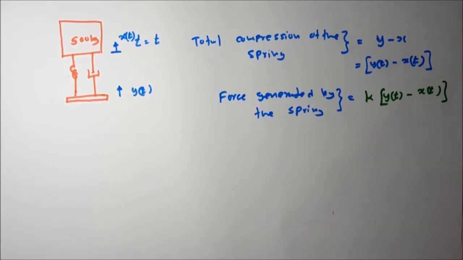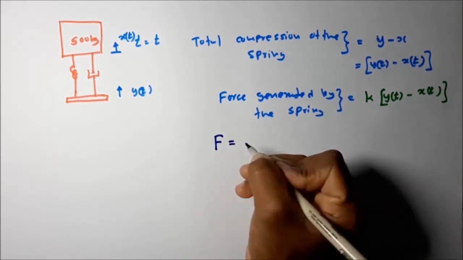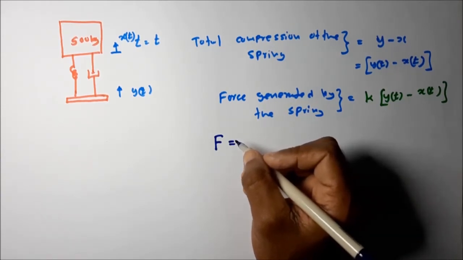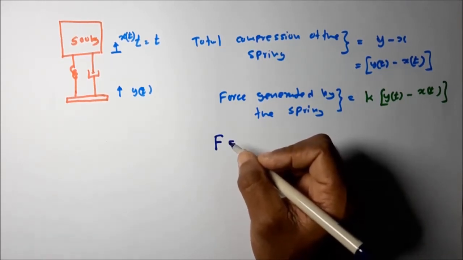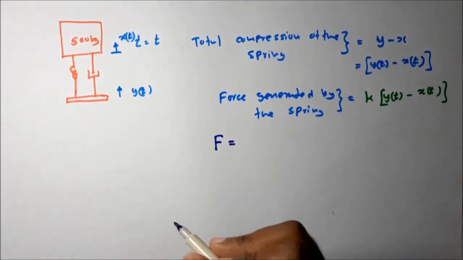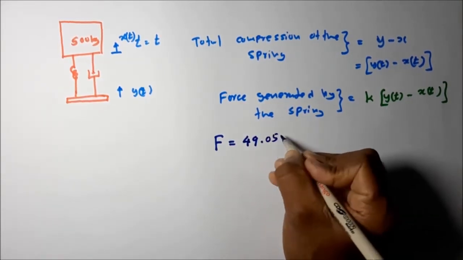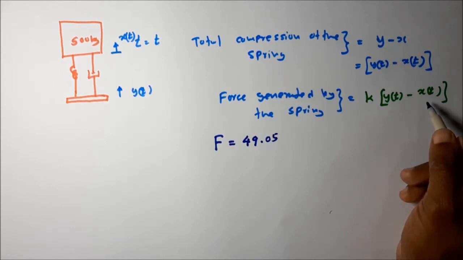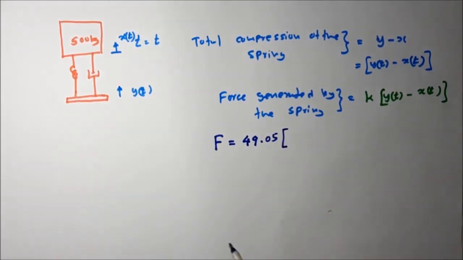So then I will take this force as F, which is equal to K. We have already calculated this K value. What is the K value we obtain? The spring stiffness already calculated is 49.05. If we substitute the y in meters, we are getting kilonewtons. Then y(t) for time t.